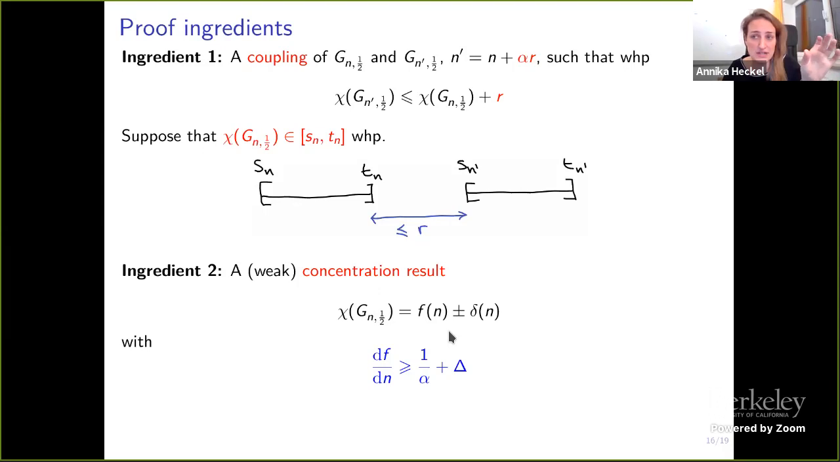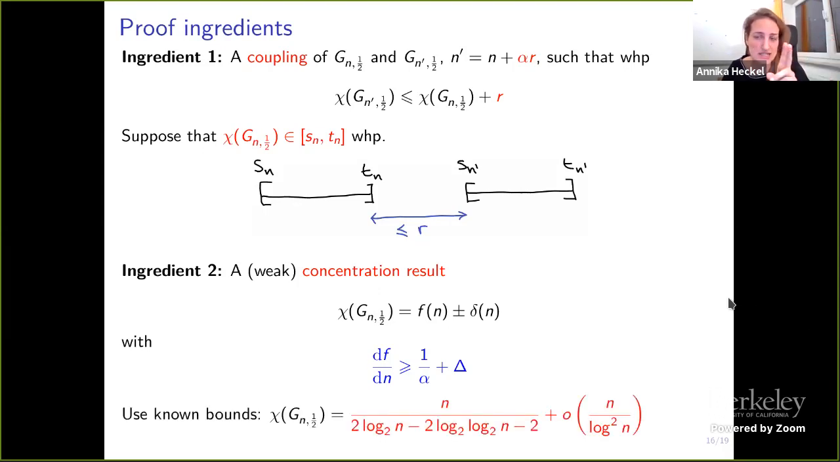Now, luckily, this ingredient we already have. If you think back to the second or maybe third slide of this talk, there are the known bounds for the chromatic number of G(n,1/2). We had this expression which holds up to some error term. If we plug this in as f of n, and this as the error term, and take the derivative, it has this property with an appropriate delta.